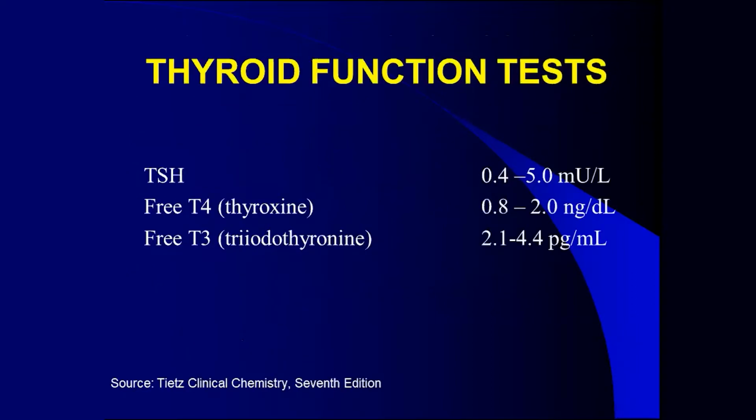So this is the biological reference interval of the 3 thyroid function tests, FT3, FT4 and TSH. These values I have taken from Tietz Clinical Chemistry 7th edition. If you look at other textbooks, these values might vary slightly, but broadly they are in the same range. FT3 normal range is 2.1 to 4.4 picogram per ml. FT4 is 0.8 to 2 nanogram per deciliter, and TSH normal range is 0.5 to 5 mU per liter, although there is now some impetus for reducing the TSH values from 5 to 2.5.